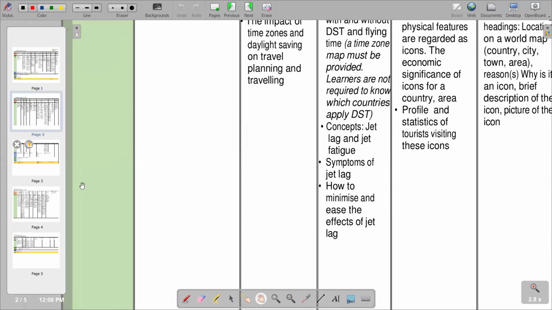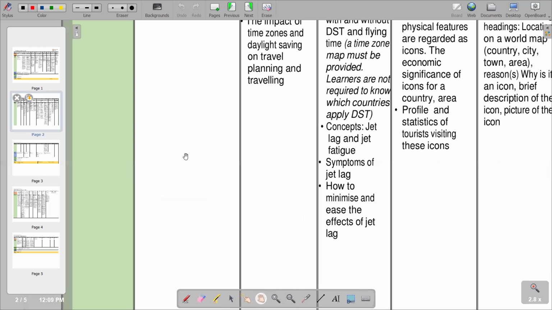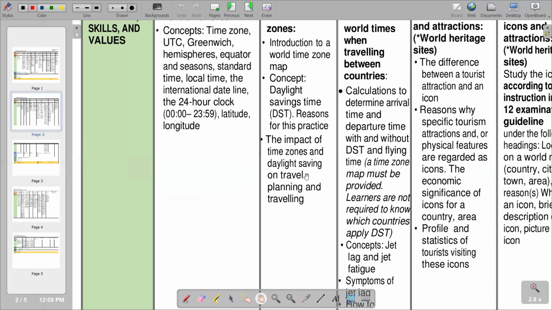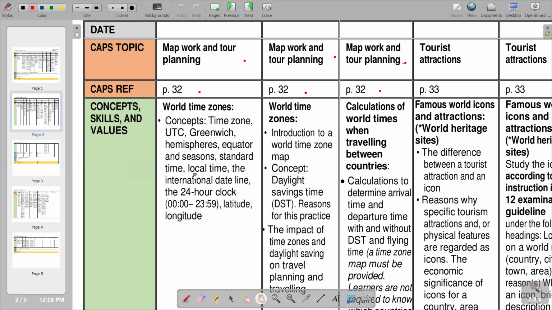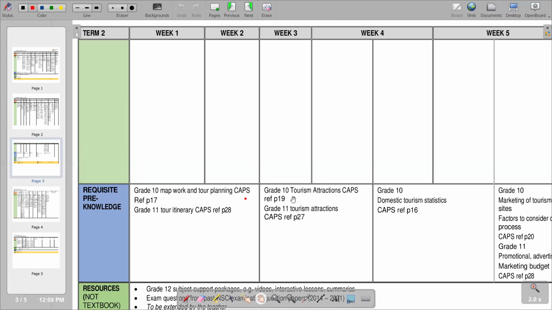Let's try to see the prerequisite knowledge for week three. We have got grade 10 tourism attractions, CAPS ref page 19. So you are supposed to know your grade 10 tourism attractions before you start your week three.